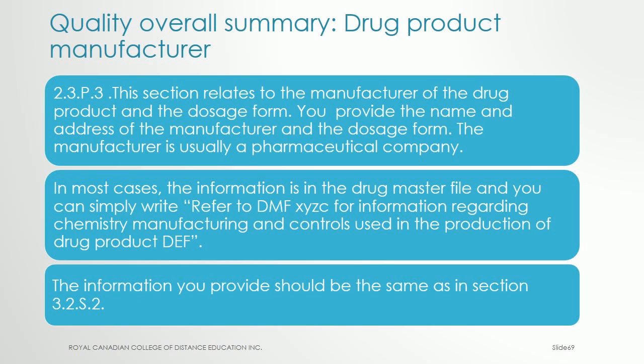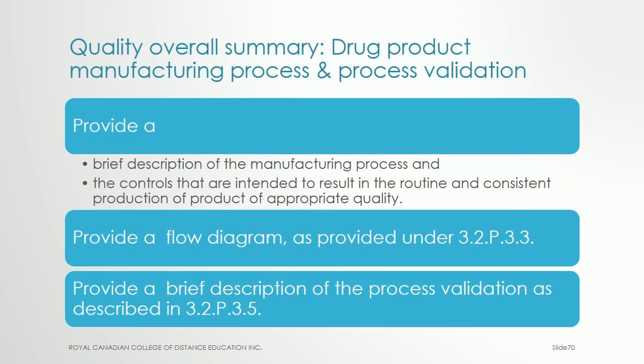The information you provide should be the same as in Module 3. Provide a brief description of the manufacturing process and the controls that are intended to result in the routine and consistent production of product of appropriate quality. Provide a flow diagram, as provided in Module 3. Provide a brief description of the process validation as described in Module 3.